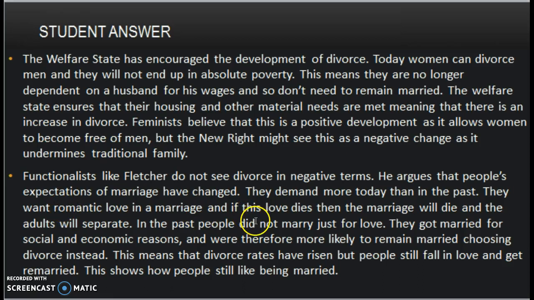And in the past, people did not marry just for love, they got married for economic reasons. They made it work and stayed married instead. But now we are starting to see that the divorce rates are rising because people still fall in love and get remarried. There's your analysis, and this is showing how people still like being married. So we are doing analysis in the fact that we are looking at the significance of these changes. Does it happen to everybody, for example? And that might be something that you think about when you are analysing for a 10 marker.